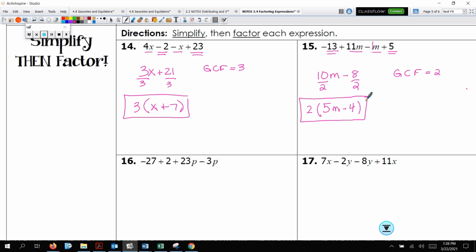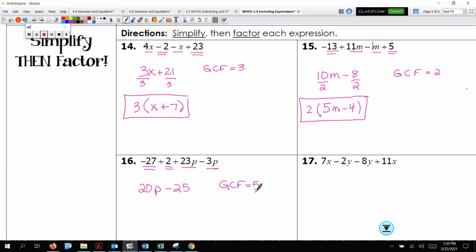Okay, so now we have some other problems to practice here. I have 23p minus 3p. 23 minus 3 is 20p. Then I have negative 27 plus 2. Negative 27 plus 2 is negative 25. So you need to come up with the greatest common factor for 20 and 25. Well, the greatest common factor is, in fact, 5.